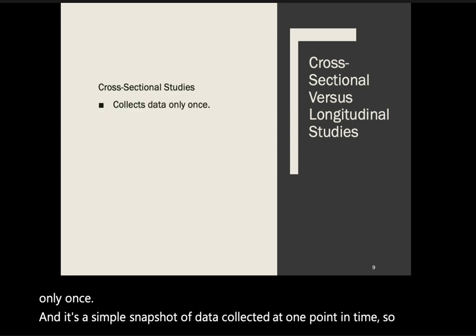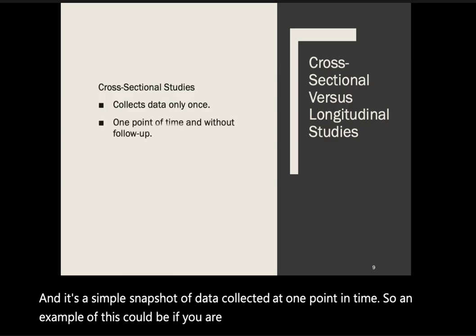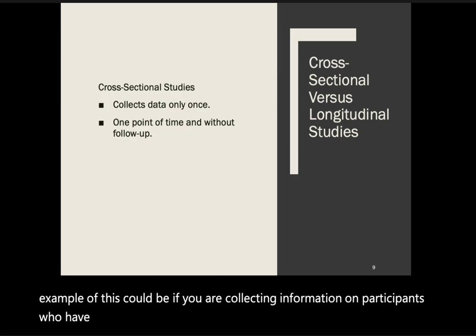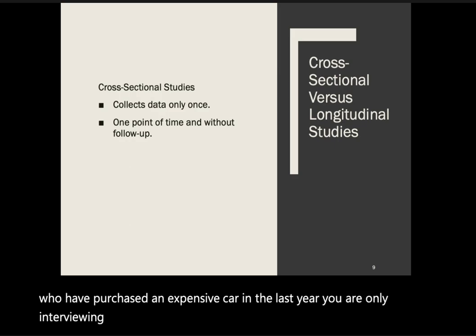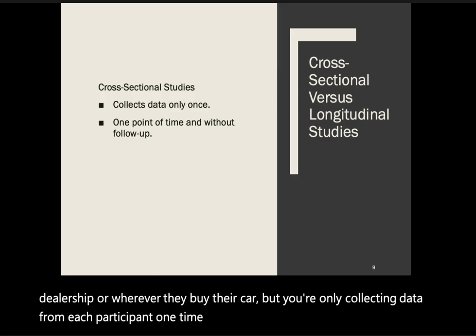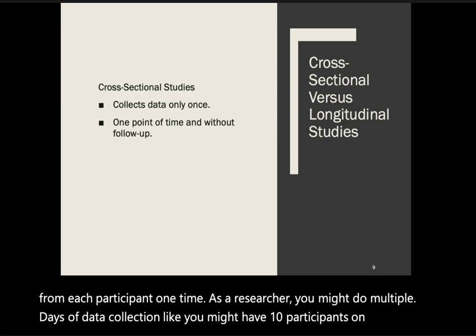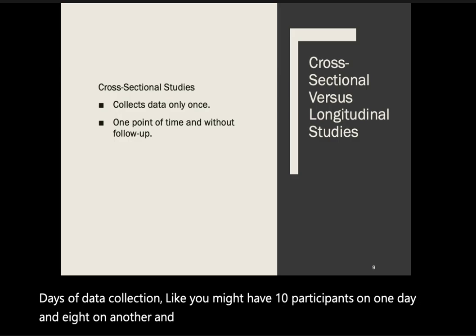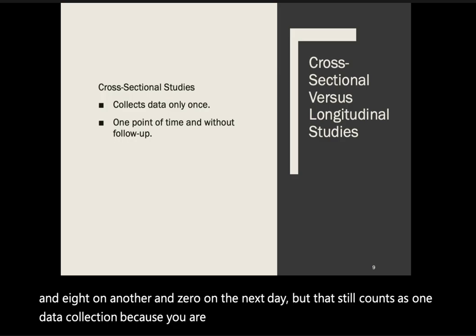So an example of this could be if you are collecting information on participants who have purchased an expensive car in the last year. You are only interviewing each participant one time. You're maybe meeting them at the dealership or wherever they buy their car, but you're only collecting data from each participant one time. As a researcher, you might do multiple days of data collection, like you might have 10 participants on one day and 8 on another and 0 on the next day. But that still counts as one data collection because you are only collecting data from the participant themselves one time.